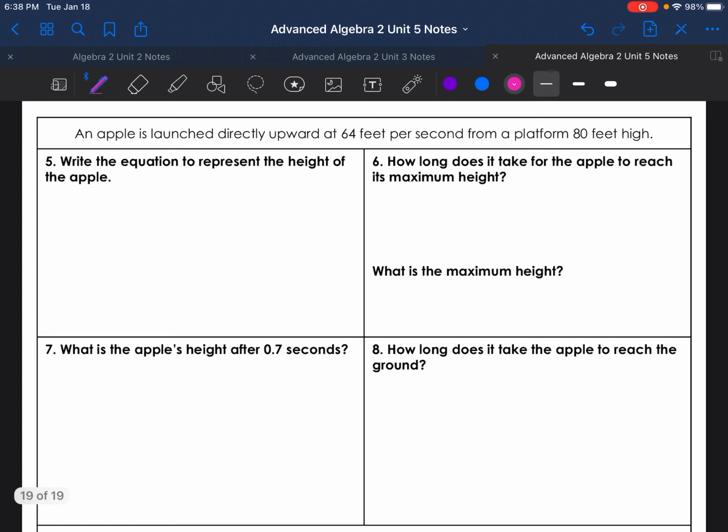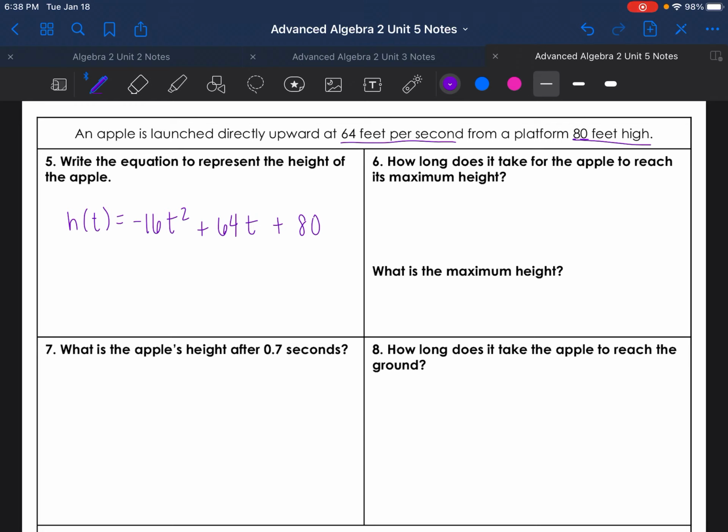All right, next one. An apple is launched directly upward at 64 feet per second from a platform 80 feet high. The first question is to write the equation to represent the height. So we always have h of t equals, it always starts out with negative 16t squared. The feet per second, that's your velocity, so plus 64t, and then the platform is our starting height, plus 80.